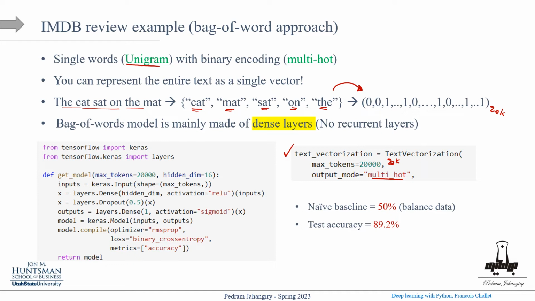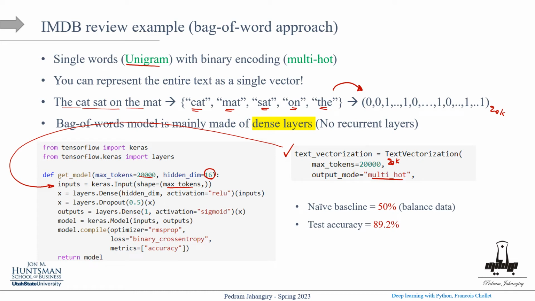So the entire text is a single vector now. After this vectorization, we're going to pass it to our model. I'm going to take this, pass it to the input, and as you can see, max tokens is 20,000. We're going to use 16 nodes. Let me talk about why. Here the input shape is 20,000, right? It's a tensor of rank 1.